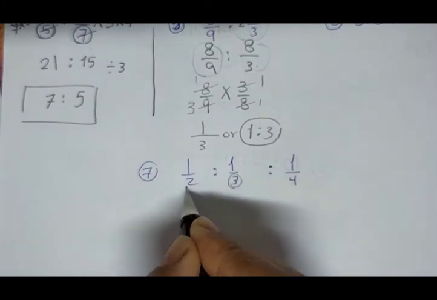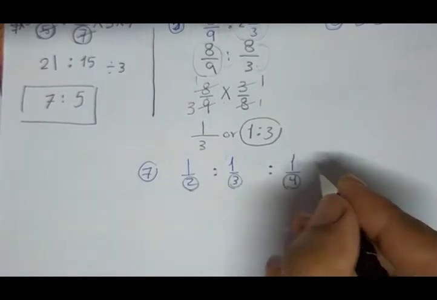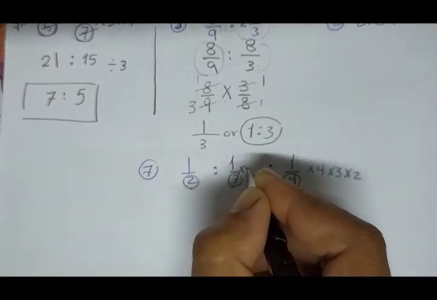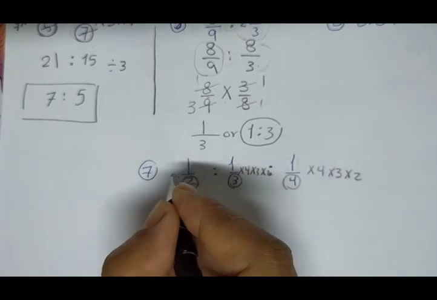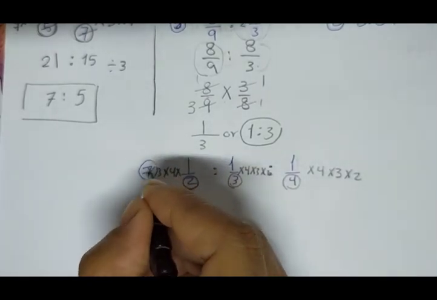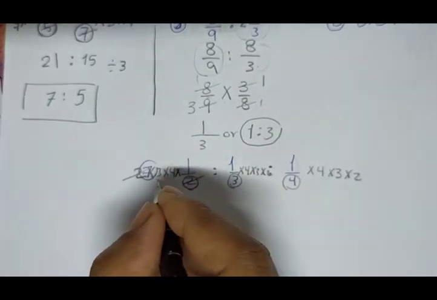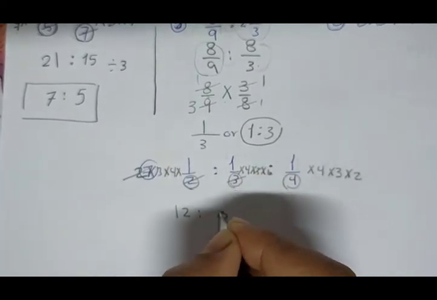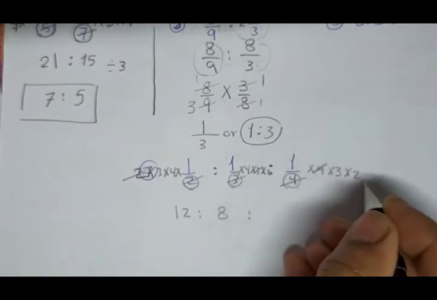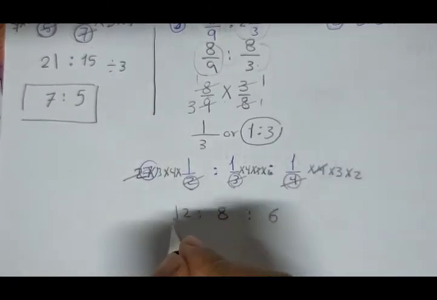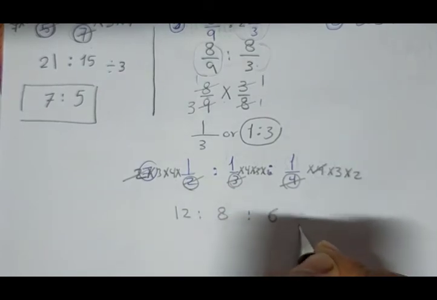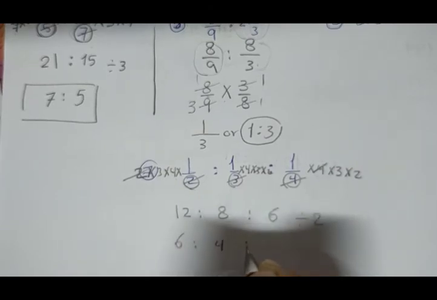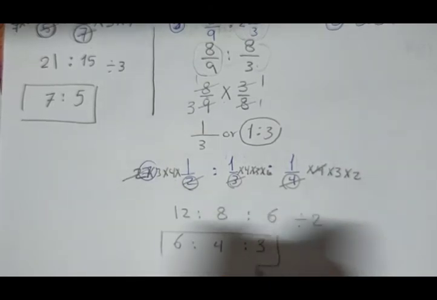Look at the denominators 3, 2, 4. So times the denominators, times 4, times 3, times 2. Times 4, times 3, times 2. Cancel 2 with 2, 3 times 4, 12. Cancel 3 with 3, 2 times 4, 8. Cancel 4 with 4, 3 times 2, 6. So 12 to 8 to 6 can simplify by divide 2. By divide 2, 6. By divide 2, 4. By divide 2, 3. It's the simplest form.